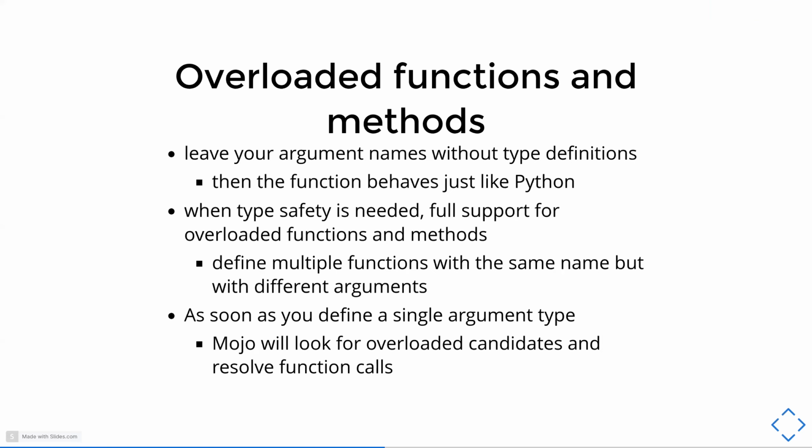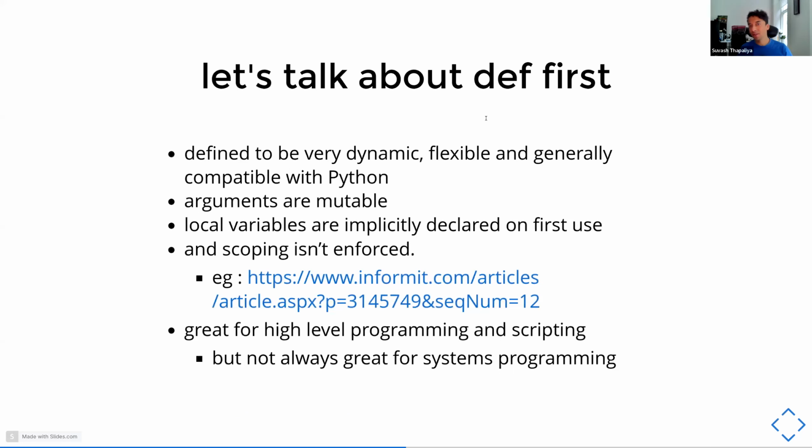Cool. Yep. So let's talk about def first. Exactly, this is the next slide, right? So def is the def that you know. It's the Python def, dynamic, flexible, compatible with Python. Arguments are mutable. You can make a note of that in your head, because we will come back to this quite a bit. Local variables are implicitly declared on first use. So inside a def, you say blah equals 4 at a random point, and that is how you declare a new thing in that scope.